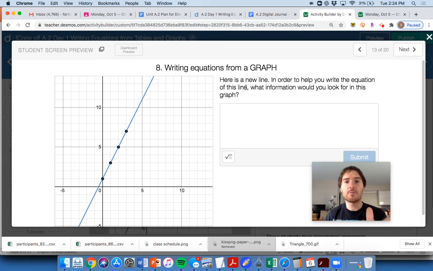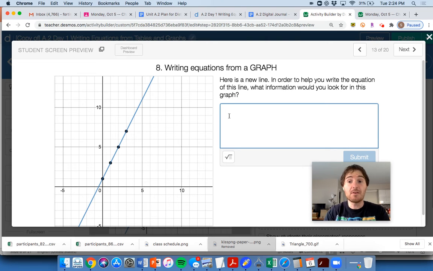This one here, question number 8, says, here is a new line. In order to help you write the equation of this line, what information would you look for in this graph? I think the answer is here. We can't draw on it at all, but from earlier you should know that the thing we need to know to write its equation is the growth number. So probably at some point we need to figure that out.